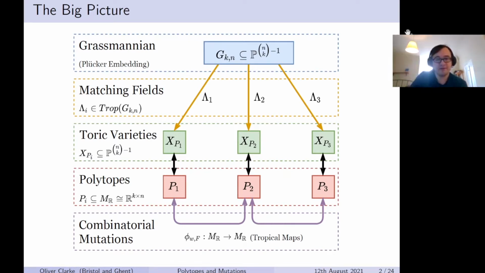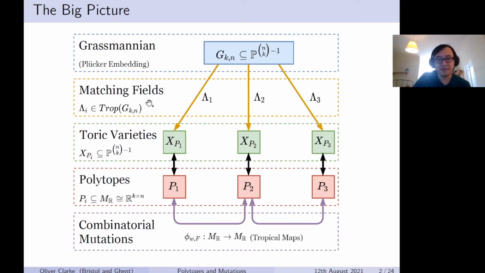So we're going to be looking at toric degenerations of this variety called the Grassmannian. We can think about this as some projective variety. And associated to it, we have a collection of points in the tropicalization of the Grassmannian. Tropicalization you can think of as some combinatorial shadow of this variety. And these points give us matching fields. And if you choose your points well enough, you can obtain some toric varieties through some process called Gröbner degeneration. And associated to each of these toric varieties is a polytope.